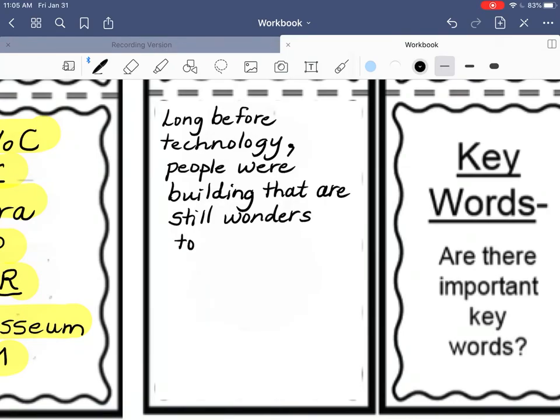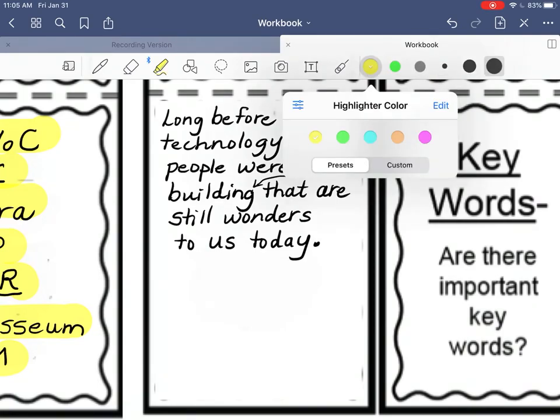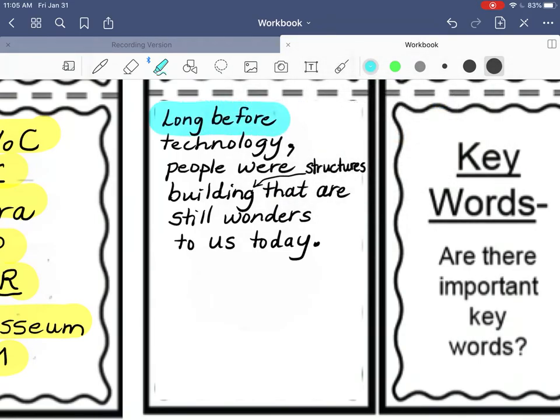And I'm not copying this exactly from the text, but that's okay because this is just for my comprehension. Long before technology, people were building, and I left that word out as I very often do, structures that are still wonders to us today. And this is our main idea sentence, so I'll highlight that in blue. Okay.